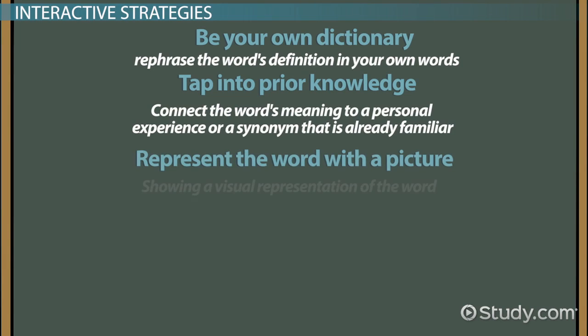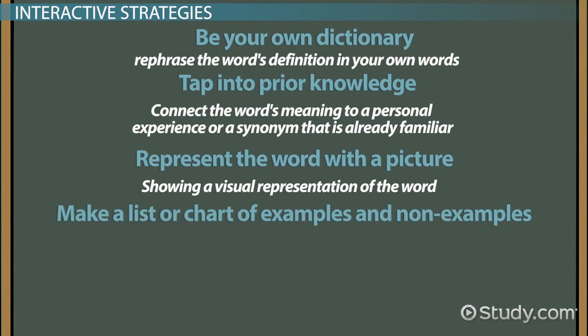Represent the word with a picture. Showing a visual representation of the word helps visual learners grasp a definition and actively engages those trying to commit the meaning to memory. Make a list or chart of examples and non-examples. For instance, an example of the word disconcerted might be forgetting the music while playing in a piano recital, while a non-example might be hitting every note perfectly while performing in concert.